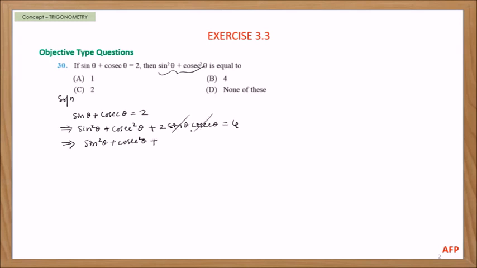You can cancel this, they are reciprocals. Sin is the reciprocal of cosecant. Send it to the other side, you are getting 2. 4 minus 2 is 2. So 2 is the answer we are getting. Next question.